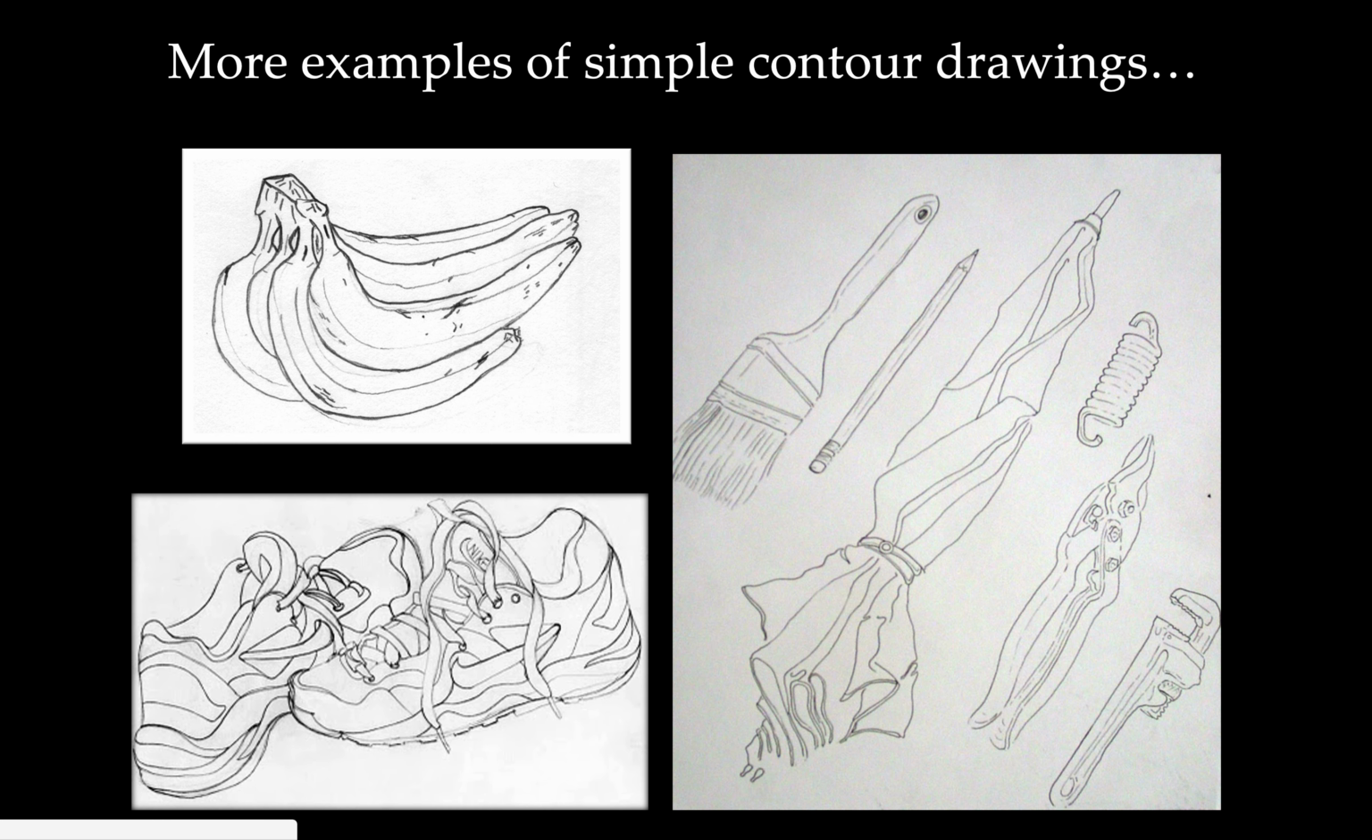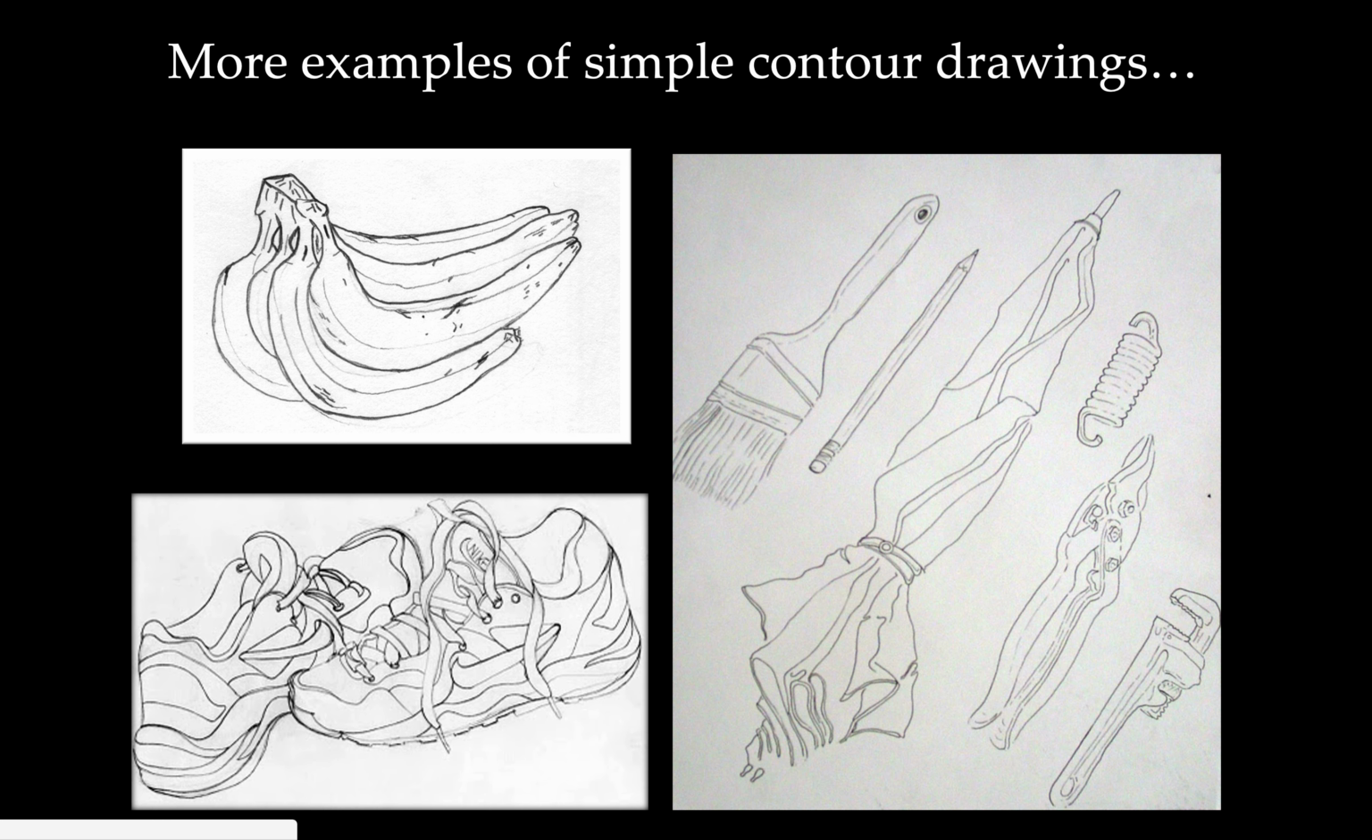So here's a few examples of really simple contour drawings. I'm going to assume probably most of you have done contour drawings already in your life. Maybe you just didn't realize that it was a contour drawing that you were doing. But these are drawings that are just very simple, mainly focused on outlines. You won't see a lot of shading, shadows, things like that.